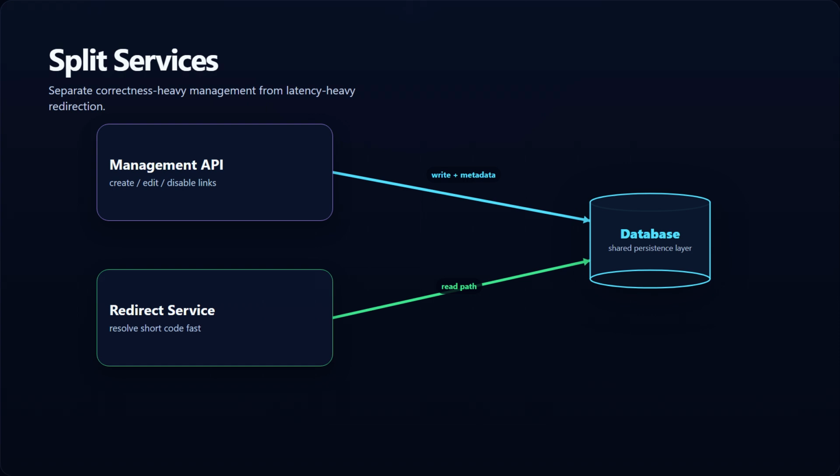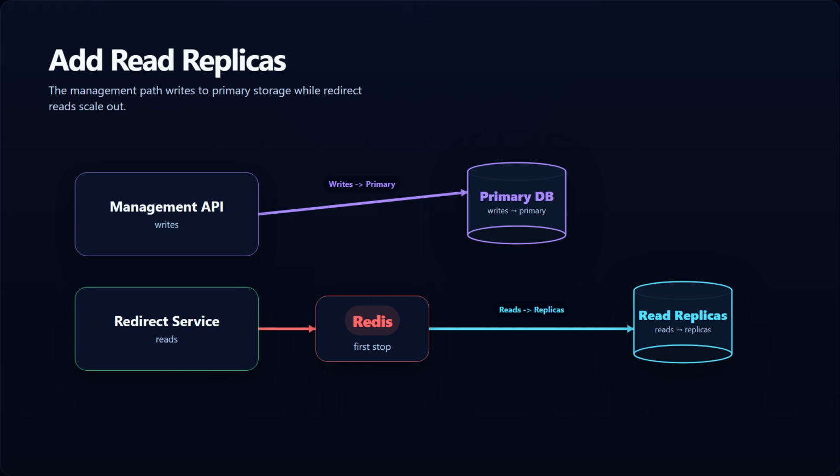And once we do that, the storage layer can evolve in a smarter way too. Now, the database layer can specialize as well. Writes still go to the primary database, but cache misses on the redirect side can read from replicas. That takes pressure off the primary without making the write path more complicated.